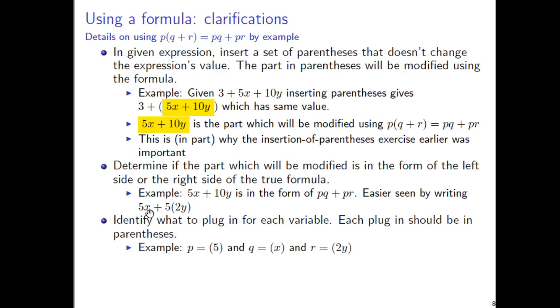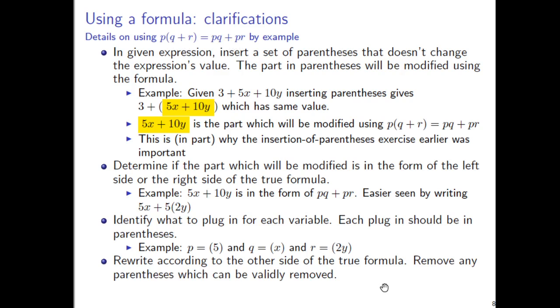Q is played by this x, so that's x technically in parentheses. And then r over here, in the position of that, is this 2y, which is already in parentheses, but again, just technically in parentheses. So then, since what we have, 5x plus 5 times 2y, looks like p times q plus p times r, now we rewrite this to look like the other side, so we're going to make it look like p times q plus r. Right, so using the other side of the true formula, and then we'll remove any parentheses that we can.